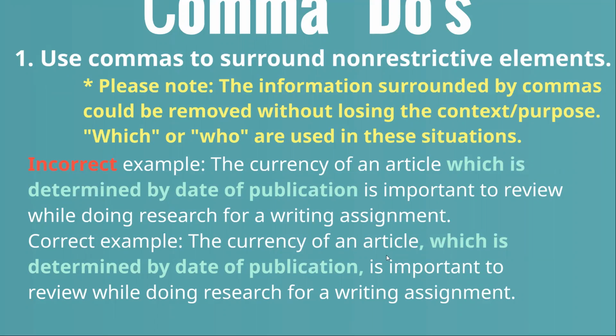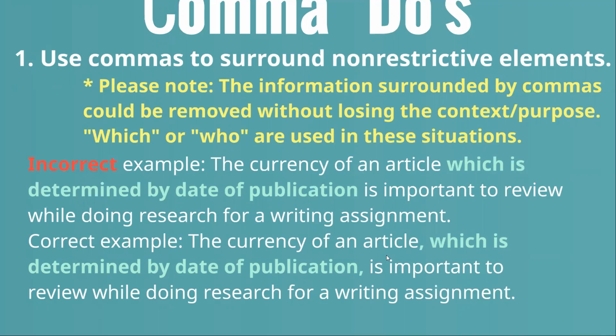The sentence in this example reads, the currency of an article, which is determined by date of publication, is important to review while doing research for a writing assignment. The non-restrictive element here is the bolded mint green portion, which is determined by date of publication. I like to refer to non-restrictive elements as extra but necessary information, because if you take out that portion of the sentence, you are not losing the purpose or context of the sentence itself. One other thing I'd like to mention: the words which or who are commonly used in these situations, so that's another thing to look out for.